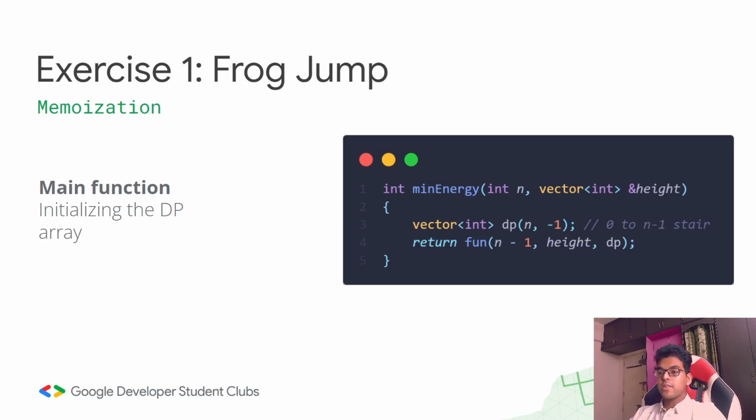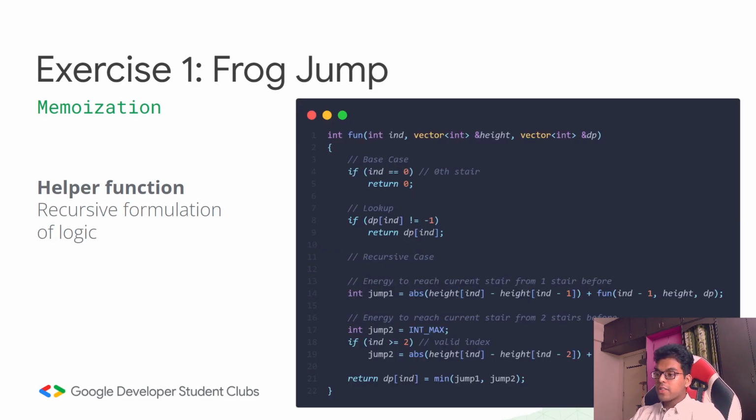So let us come to the 3 approaches that can be used to solve this. First one being memoization. This is not the complete solution. This is just the main function which initializes the DP array and then calls the helper function to fill the DP array. The DP array is indexed from 0 to n-1. Any index i in the DP array denotes the minimum energy required to reach that stair. Suppose DP of 4, that's the minimum energy that is used to reach the 4th stair from the 0th stair. After this, we call the helper function, which accepts 3 arguments: the current index at which stair you are, the height array, and the DP array.